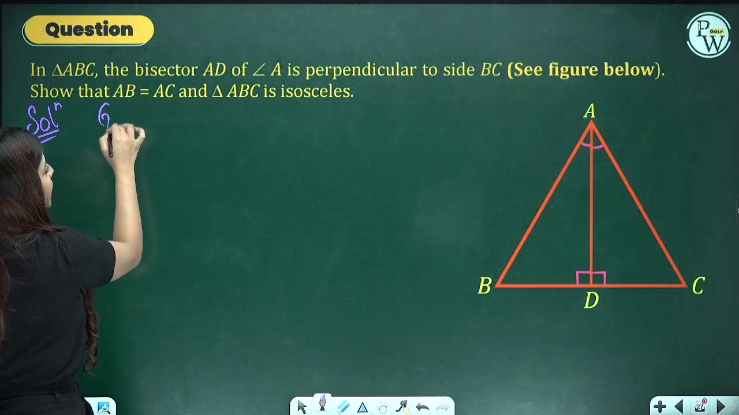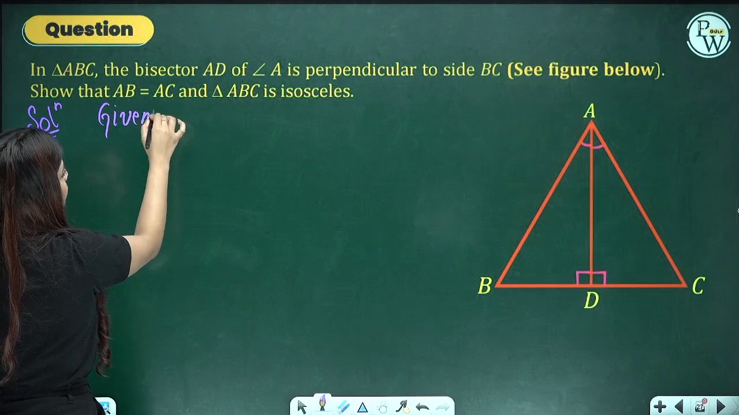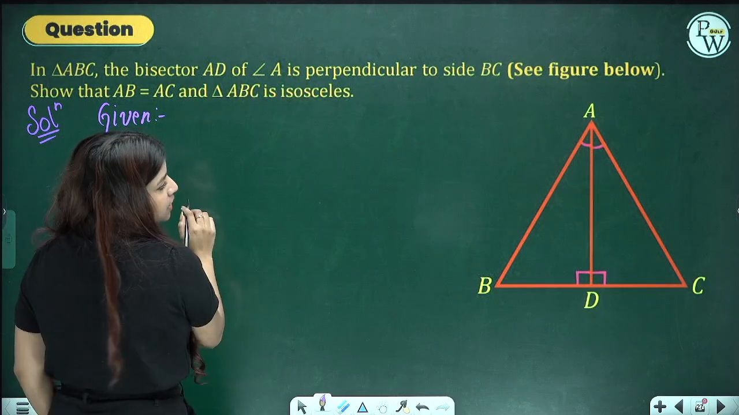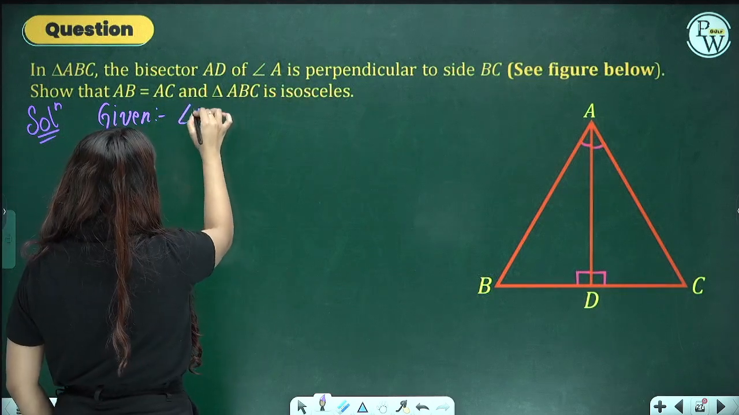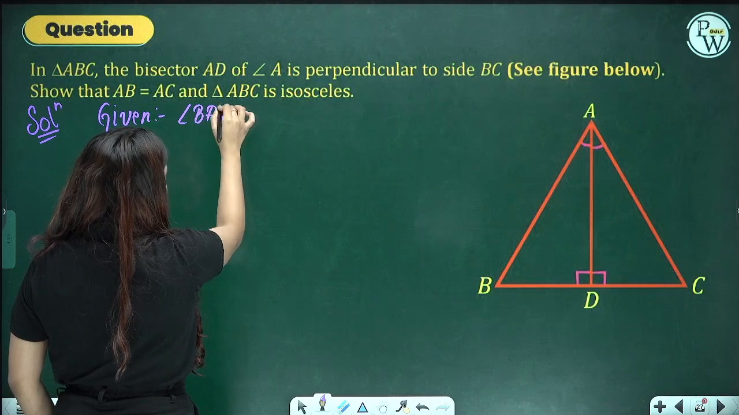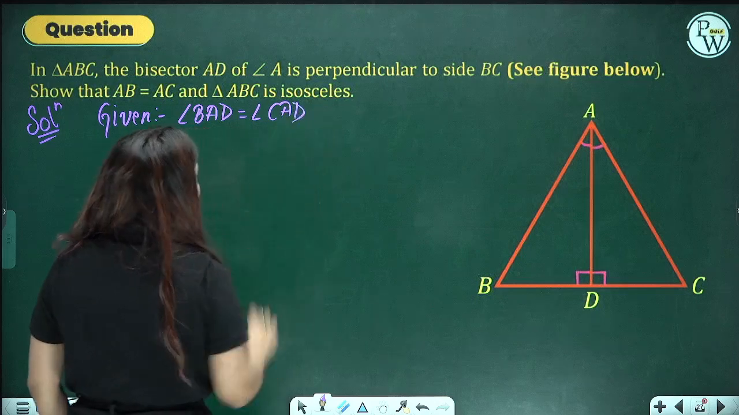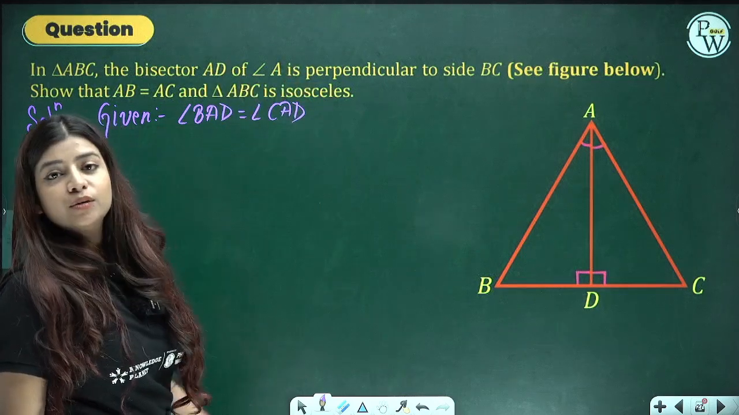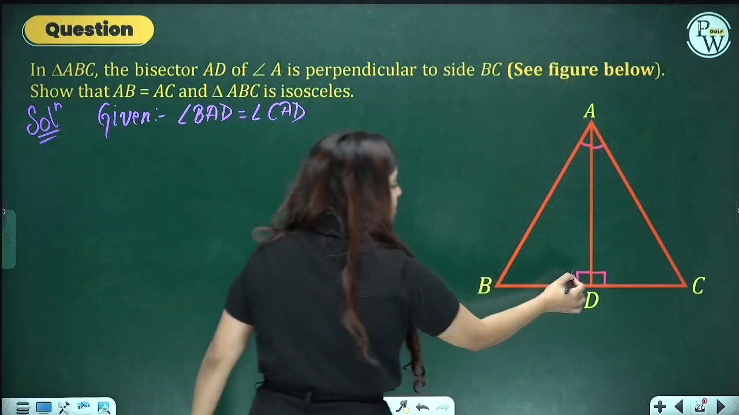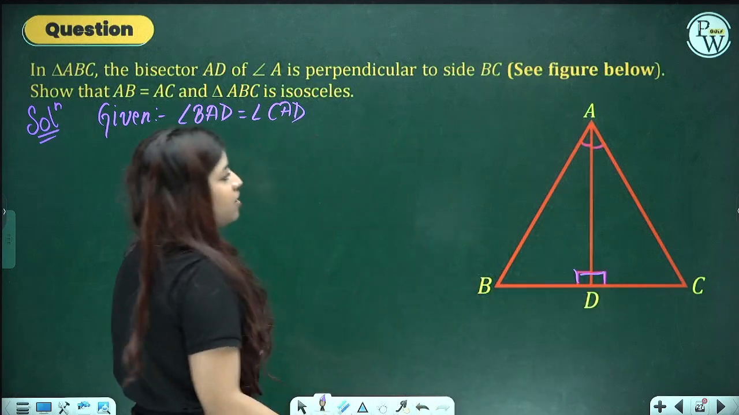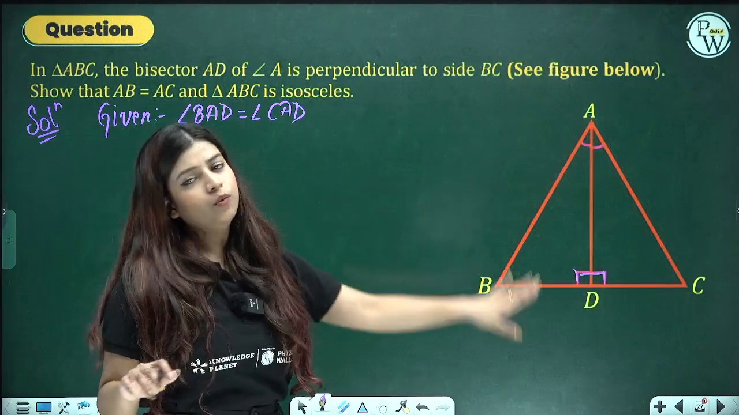What is given to us in the question is, students, that AD is the bisector of angle A. That means angle BAD is equal to angle CAD. AD is perpendicular to side BC. That means this angle is 90 degrees. Now what we have to show is that AB is equal to AC.